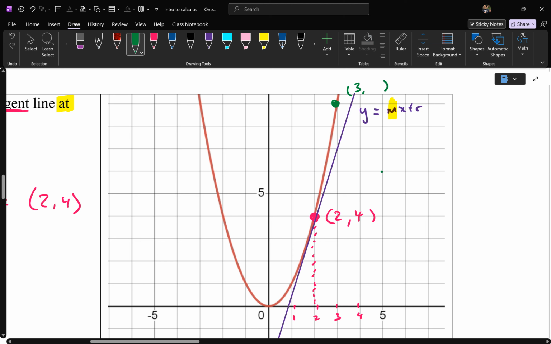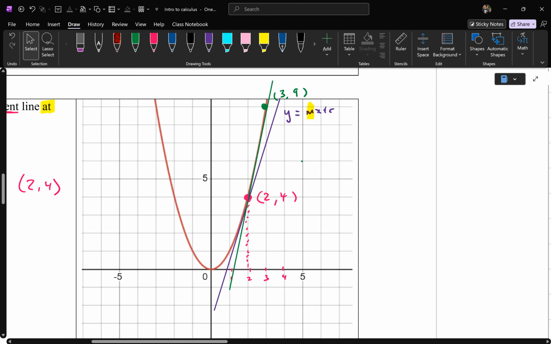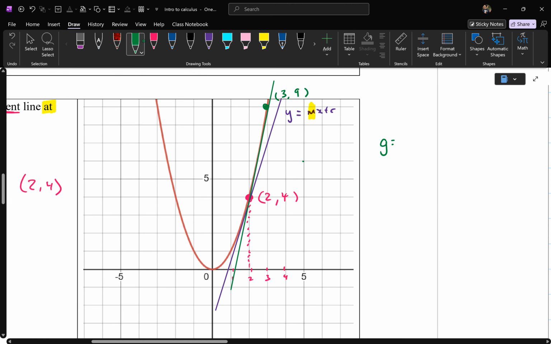When x is 3, what would the y value be according to this function? 9. So if I want to work out the average rate, which I can, between the green and the purple dot or pink dot, what would the average rate or gradient be? So gradient is equal to y2 minus y1 over x2 minus x1.